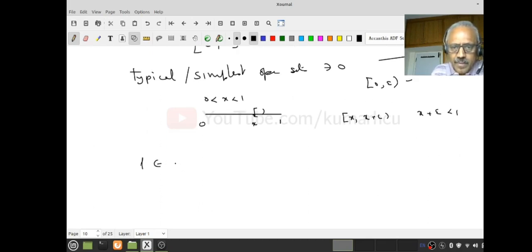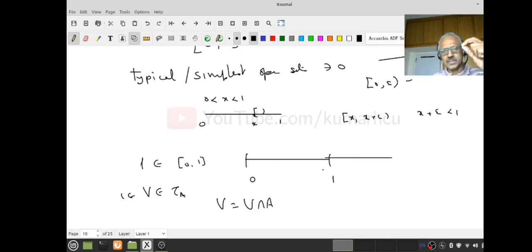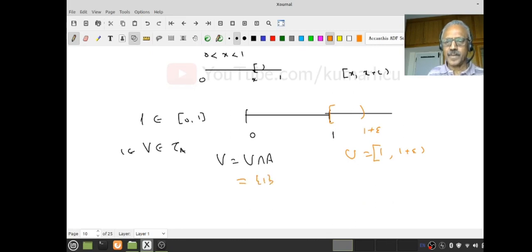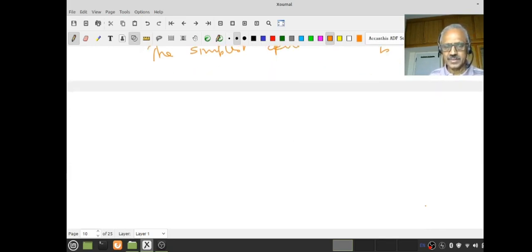Now come to 1. What are the simplest open sets? Notice that if V is in tau A and 1 belongs to this, V must be U intersection A. Therefore the simplest open sets in the lower limit topology containing 1 are of the form [1, 1+epsilon). Therefore when intersected with A, this turns out to be the singleton {1}. You understand? Therefore the simplest open set containing 1 in the subspace topology is the singleton {1} itself. Now before I finish off, this is enough. This is the end of examples.